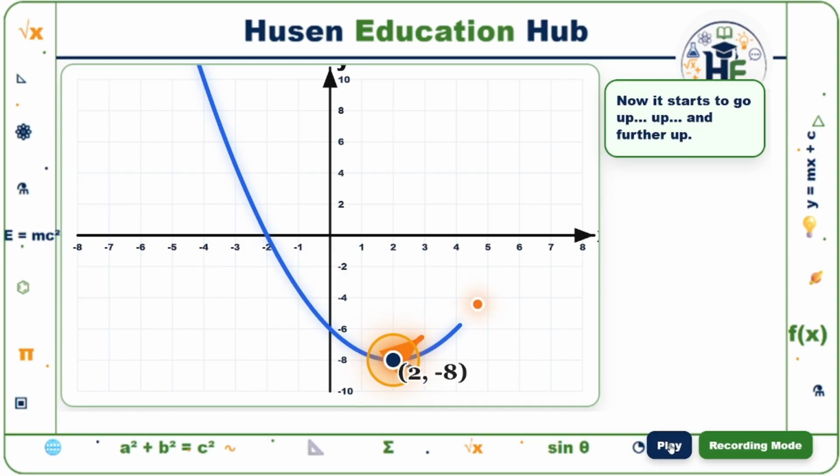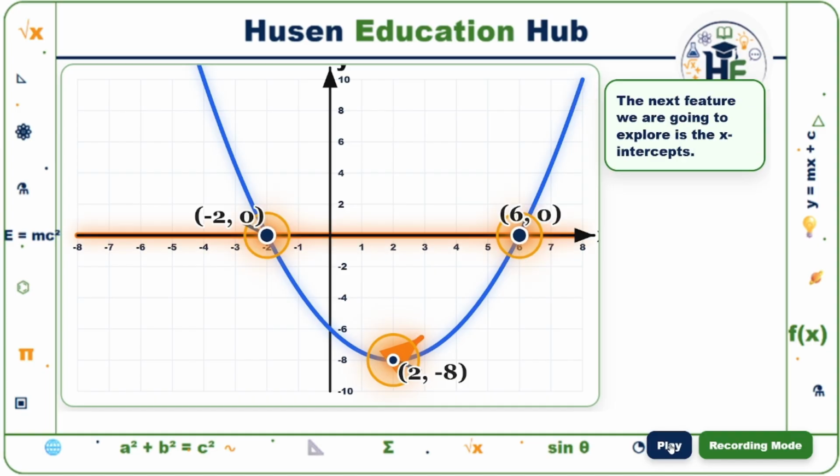The next feature we are going to explore is the x-intercepts. Have a look at the x-intercepts. The x-intercepts are the points where the graph touches or crosses the x-axis. Do you know? X-intercepts are also called roots. They are also called zeros. So remember, x-intercepts, roots, and zeros all mean the same thing. They all mean the points where the graph crosses or touches the x-axis.